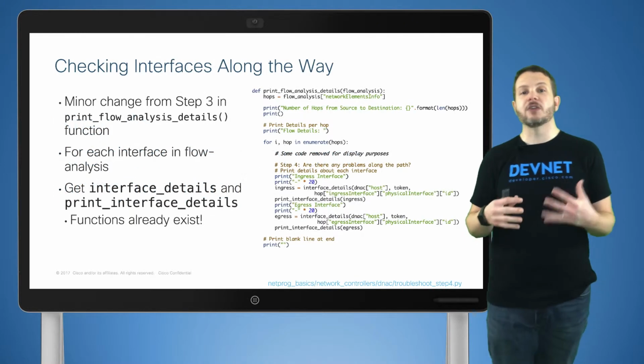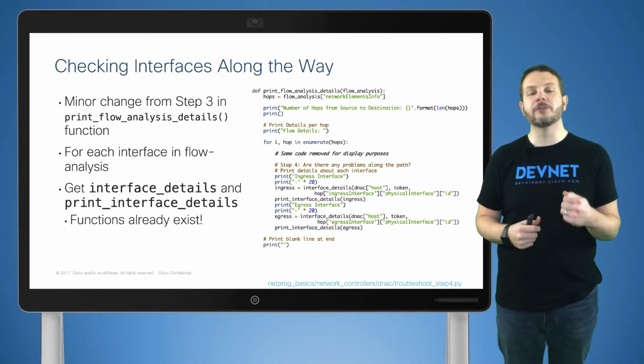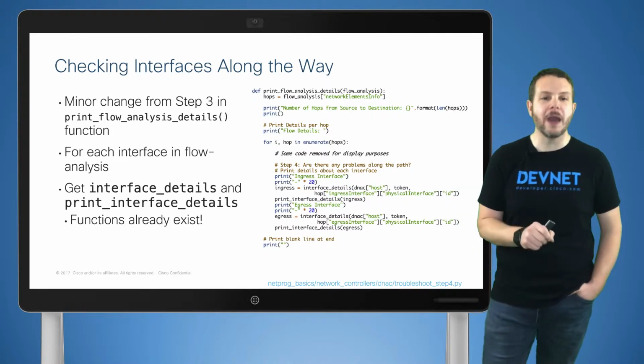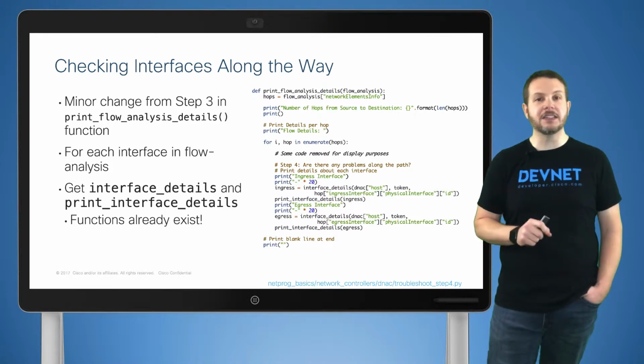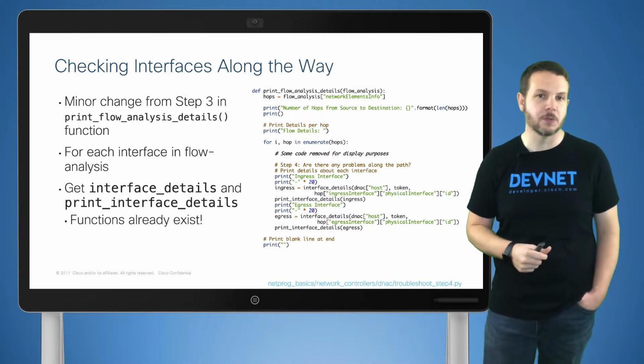This is actually a fairly straightforward addition to our script. Frankly, we're just going to make an adjustment to the print flow analysis detail function. What we're going to do is for every hop along the way, for every device and interface, we're going to go ahead and check the interface details for the ingress and egress interfaces and then print that out as well.